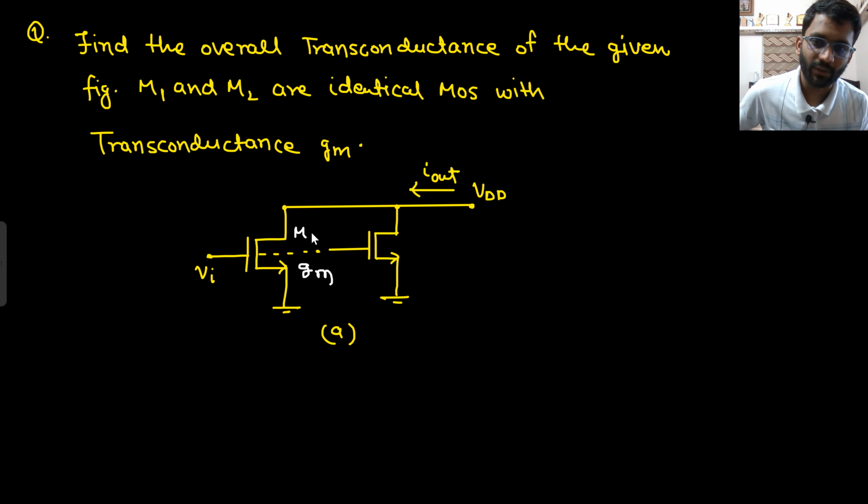M1, M2, I did not even show. This is M1, this is M2. Both are having GM transconductance. So what do you mean by that? And what do you mean by this line, this dotted line?